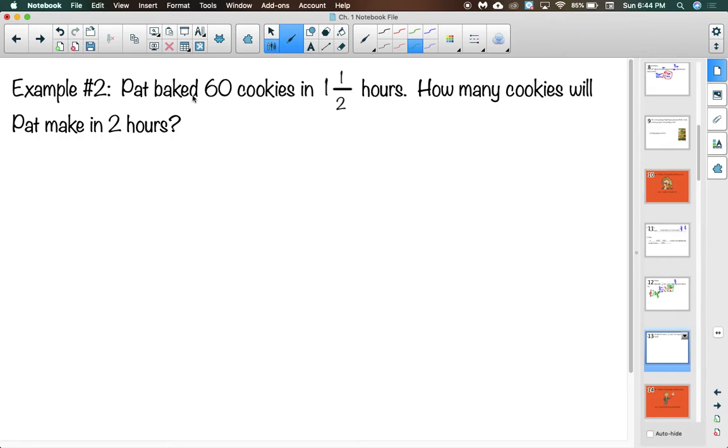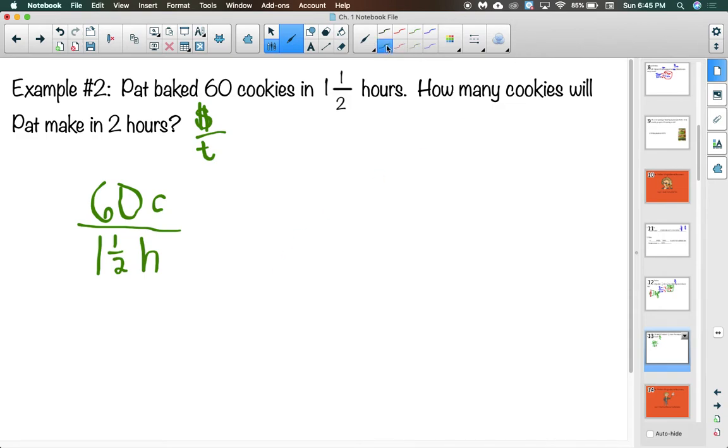So remember, money in the top, time in the bottom, right? Money over time. We don't have money, but we do have time. So we're going to write 60 cookies per 1½ hours. So there's our time.